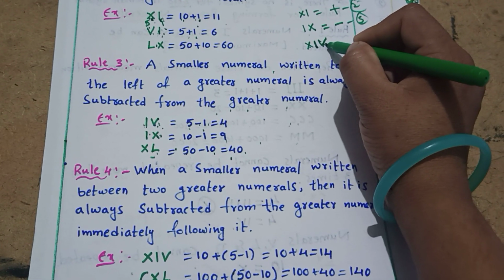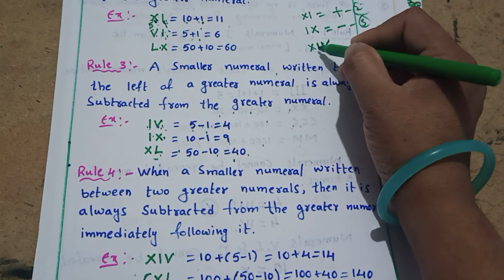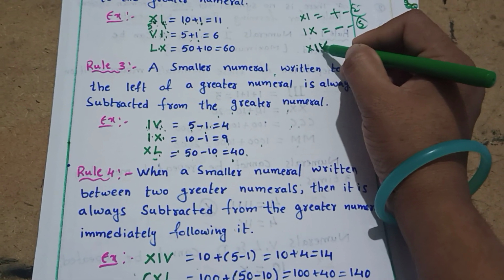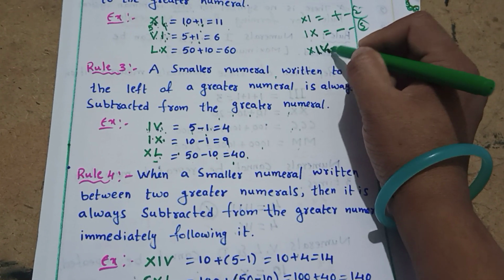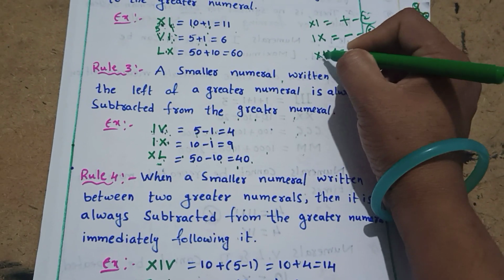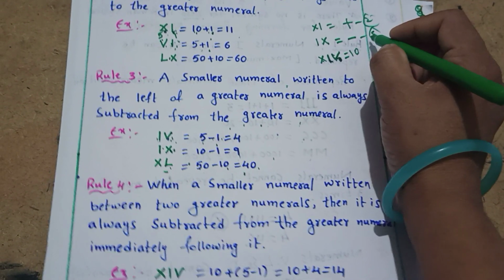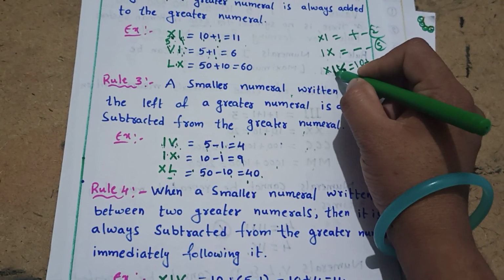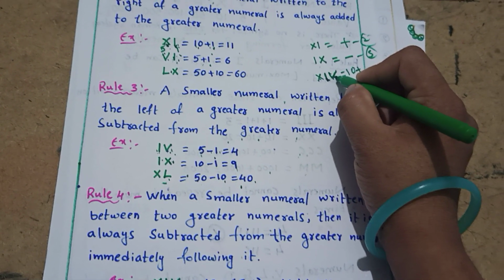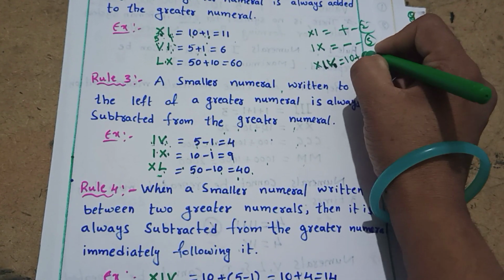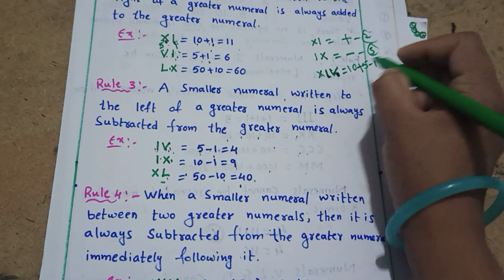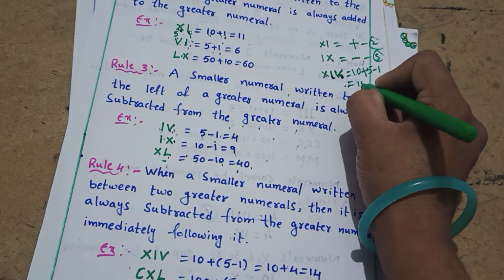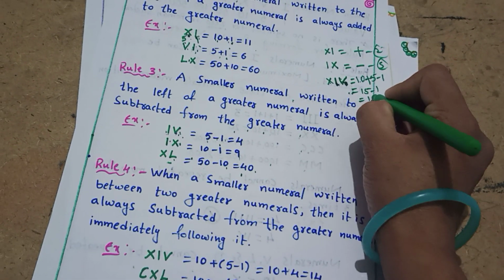If you write the smaller value in between two greater values, it should be subtracted from the greater value to the right side. What is on the right side of the smaller value? V is on the right side of the smaller value. So it should be subtracted from V only. Now see children, X stands for 10. Next, plus IV. I is smaller, so it should be subtracted from the right side value. V is 5. 10 plus 5 minus 1. 10 plus 5 is 15. 15 minus 1 is 14.